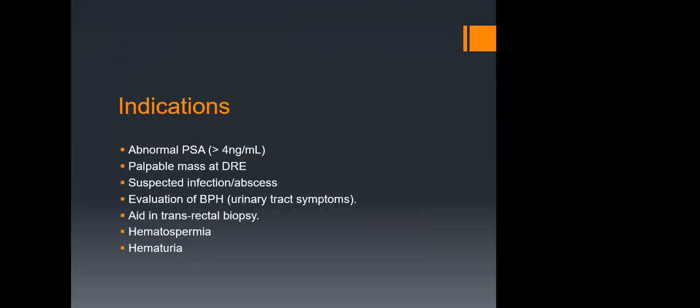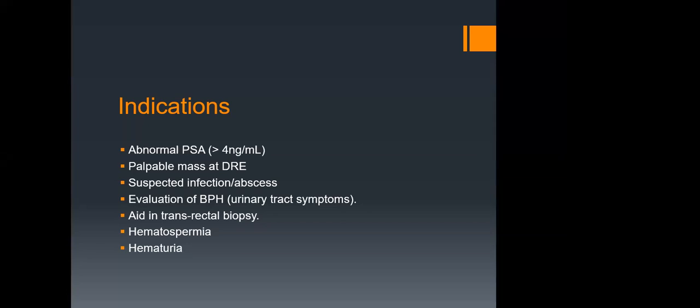So what are the indications of doing a prostate ultrasound? Most often you will have an abnormal PSA, if it is greater than 4 nanograms per milliliter. Then if you do a digital rectal exam, the first image I showed, you just insert your finger through the rectum and push it anteriorly. You can easily palpate the prostate and tell if it's enlarged or if there is a mass.